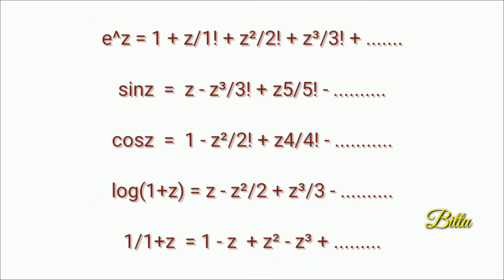Have you ever thought why e raised to z equal to 1 plus z by 1 factorial plus z square by 2 factorial plus z cube by 3 factorial plus etc.? Similarly, sin z, cos z, etc. Really, these expansions are based on Maclaurin series. Just for an illustration, let me find the series expansion of e raised to z by using Maclaurin series.